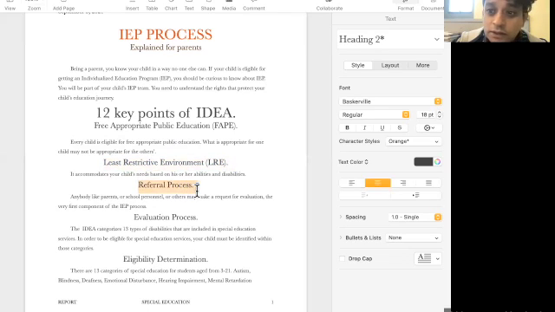Referral process. Anybody, like parents or school personnel or others, such as a nurse or any school employee, may make a request for evaluation. The very first component of the IEP process is the referral process.